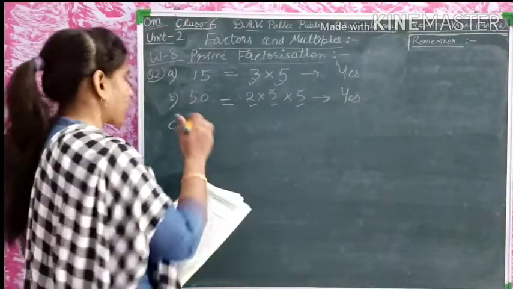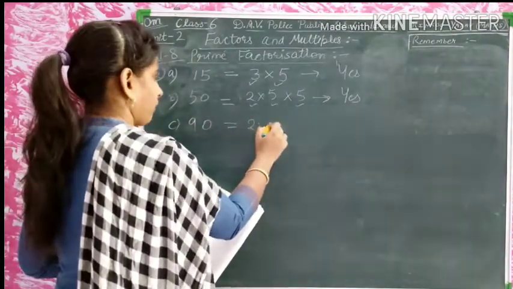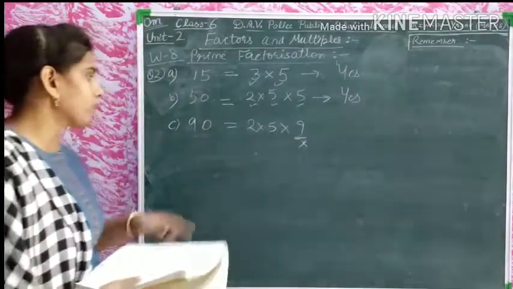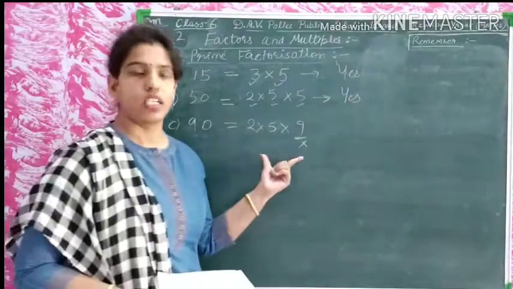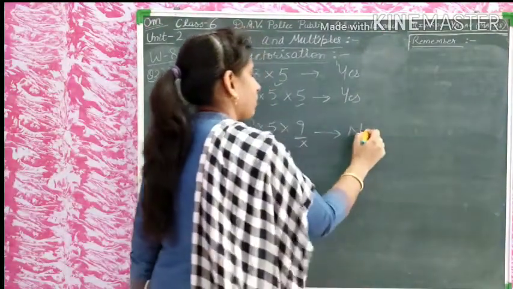Now part C. Prime factorization of 90. 90 is equal to 2 into 5 into 9. But this is not prime. We have done the prime factorization here, and there is a number that is not prime. It means not possible. This is no answer.